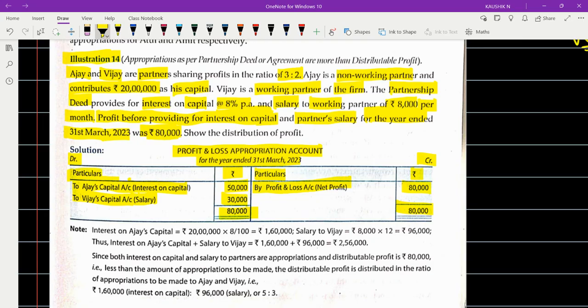Any doubt in this problem, Kanna? Sum number 14. Hello? Right. Okay. Yes, Kanna.